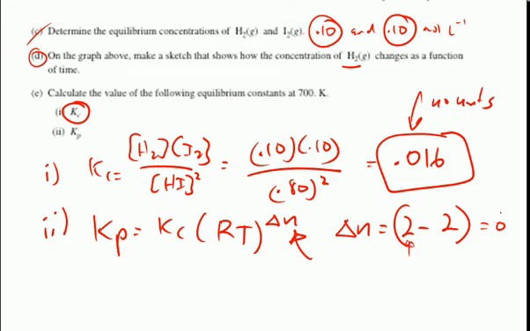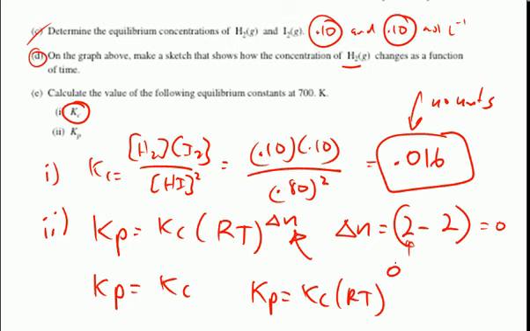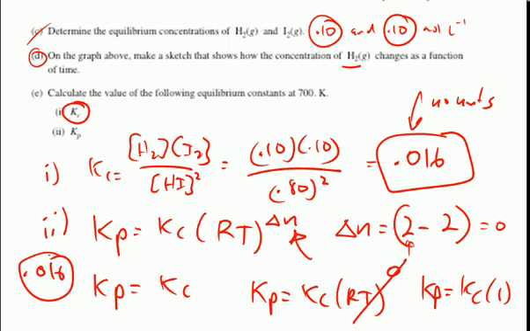It's 0. So without even doing this problem, we're going to say that Kp is equal to Kc in this sense. And the reason being, if Kp equals Kc (RT) to the delta n, and that's 0, this whole thing is going to go to 1. And Kp equals Kc times 1. So Kp equals Kc, and Kp would be equal to Kc, which is 0.016. Alright.